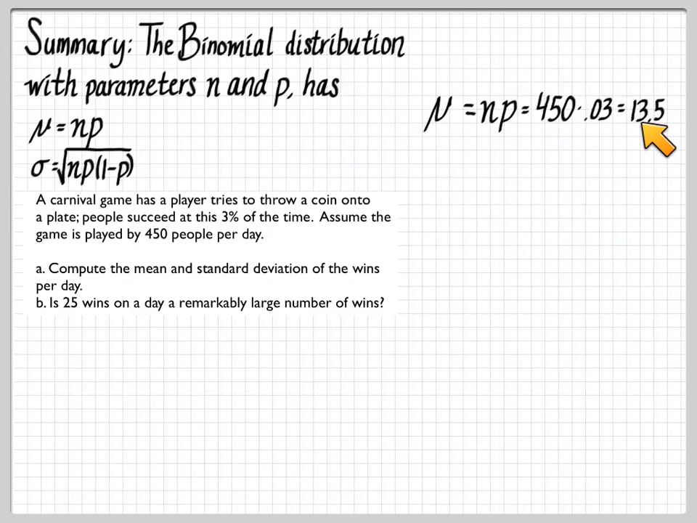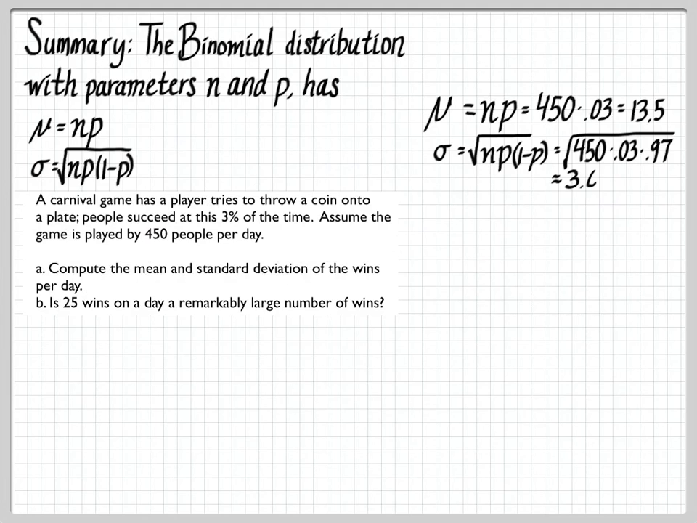We don't always have 13.5 successes, though, of course. In fact, we can never have exactly 13.5 successes. Sometimes there's more, sometimes there's less. So there's a standard deviation that measures the spread from this 13.5 we have from day to day. And we have a formula for that. There's my standard deviation formula. And I plug in n is 450, p is 0.03, 1 minus p is 0.97. The calculator tells me the standard deviation is about 3.62. This allows me to answer this question.